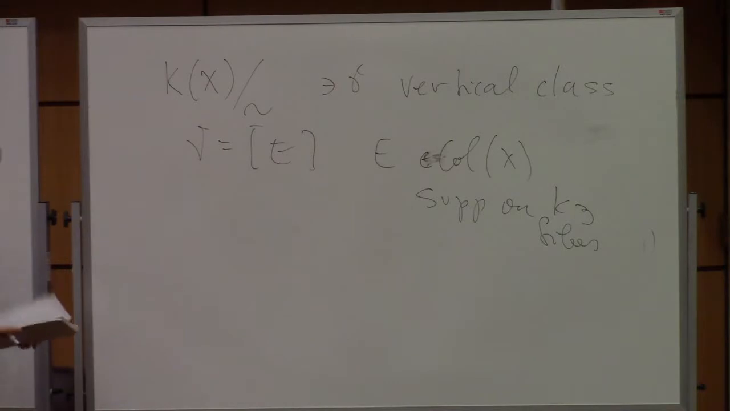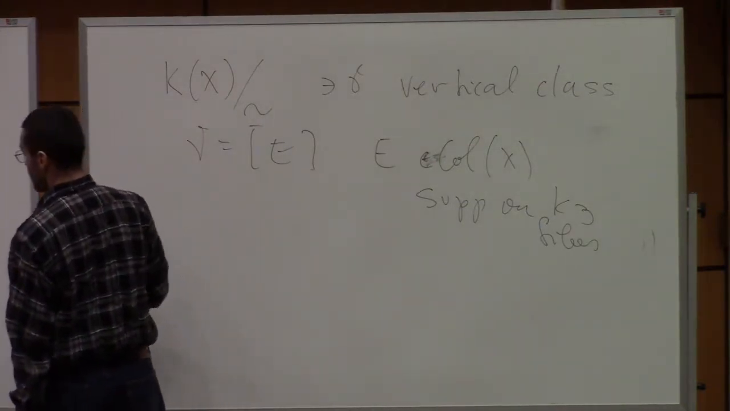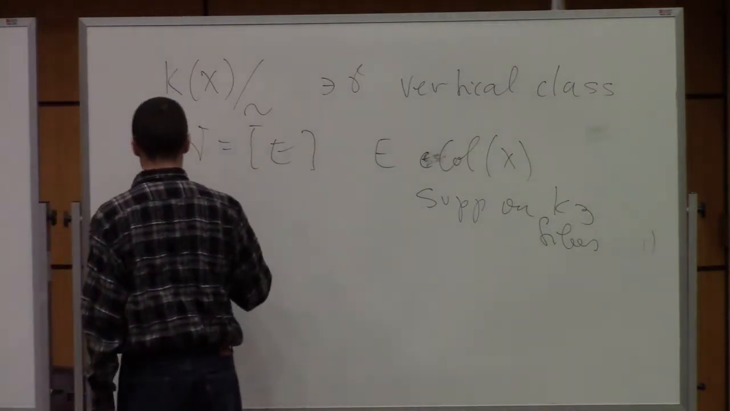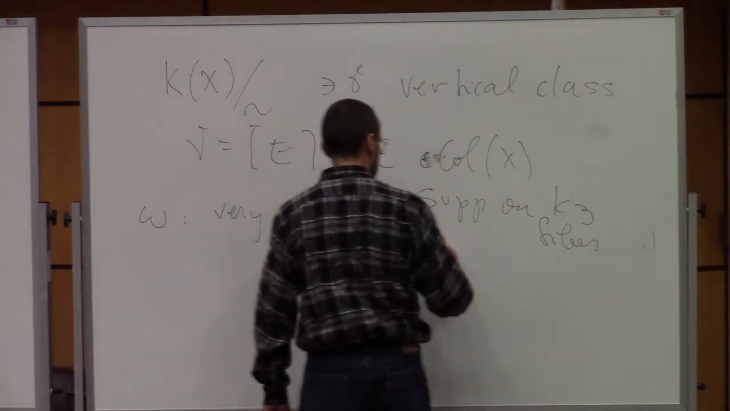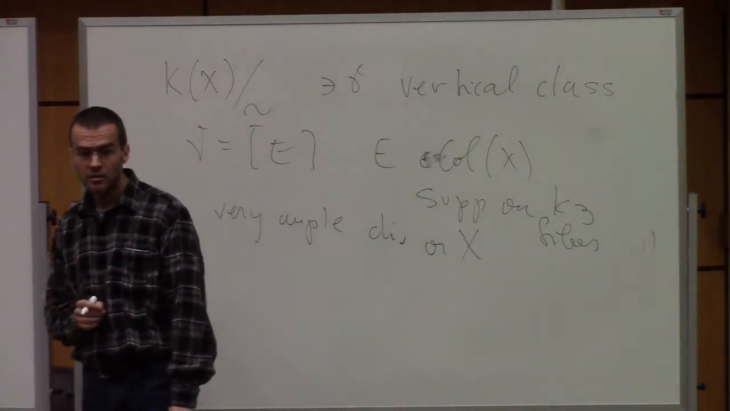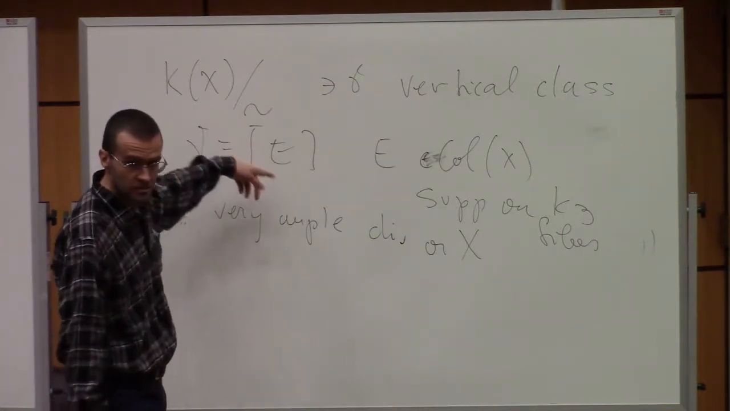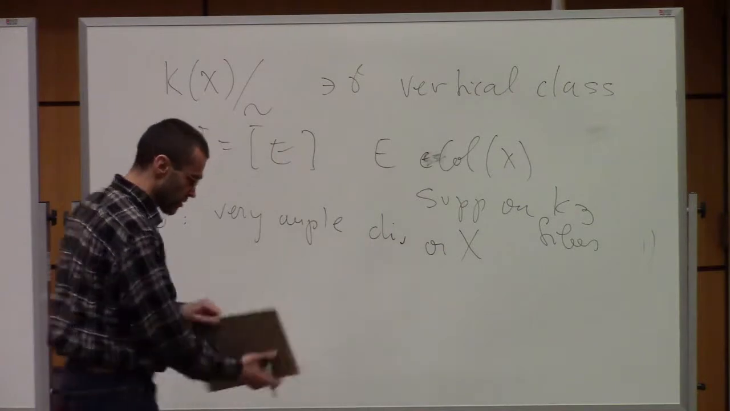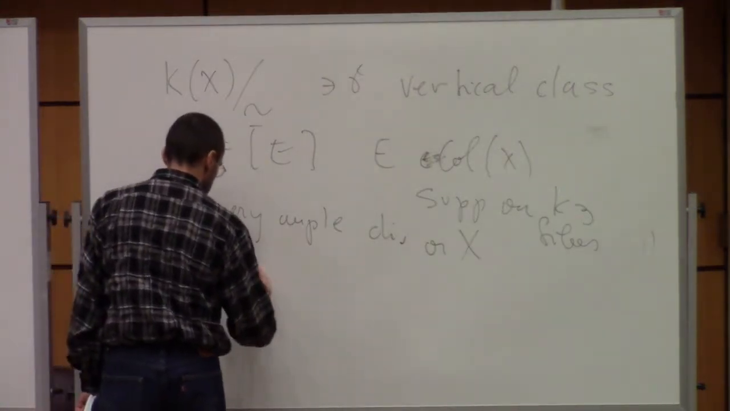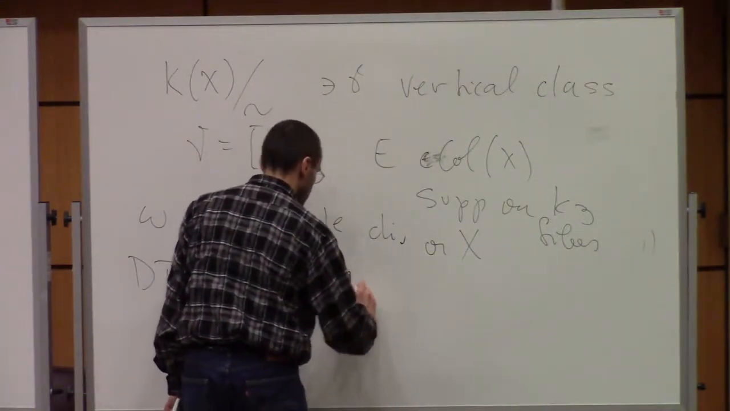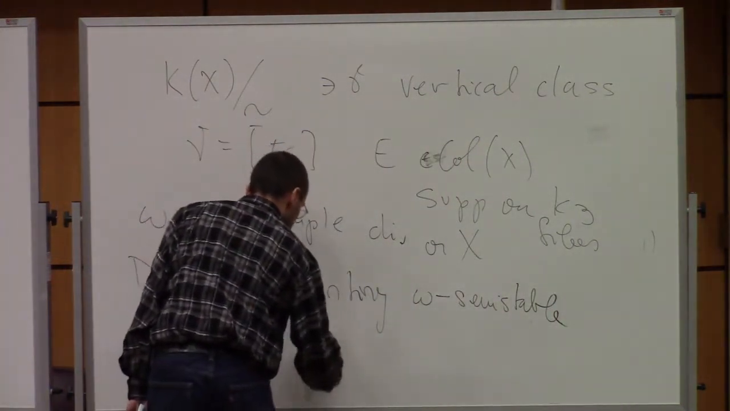And then given this, what we're going to study is Donaldson-Thomas invariants. Let's take omega to be a Kahler form, a very ample divisor on X, the polarization. Do you work in abelian categories, just coherent sheaves? Well, here I don't care because I'm looking at the equivalence class in the Grothendieck group. But that's what I'm going to say right now. What am I counting? The Donaldson-Thomas invariants, DT omega of X, gamma, are counting omega semi-stable sheaves.